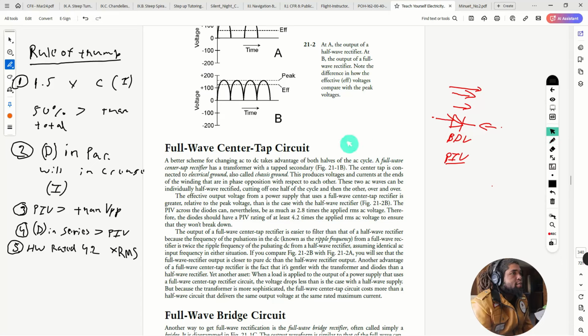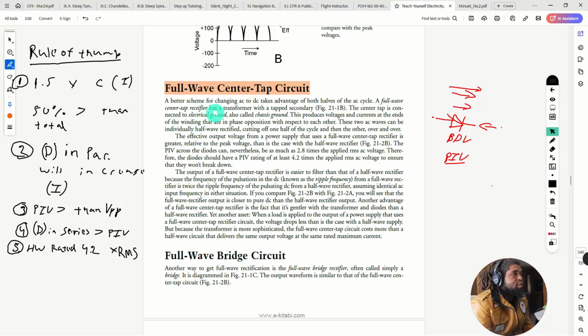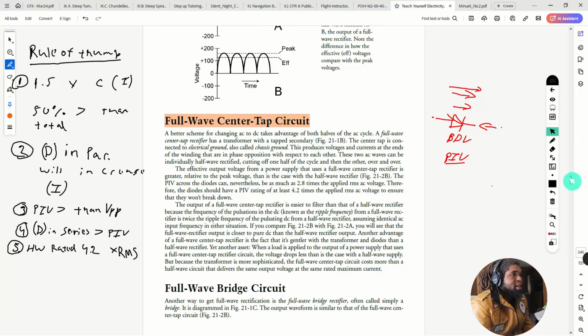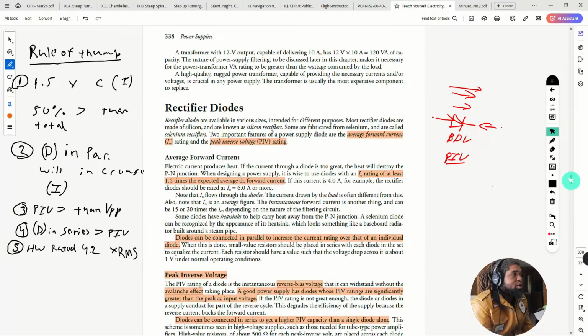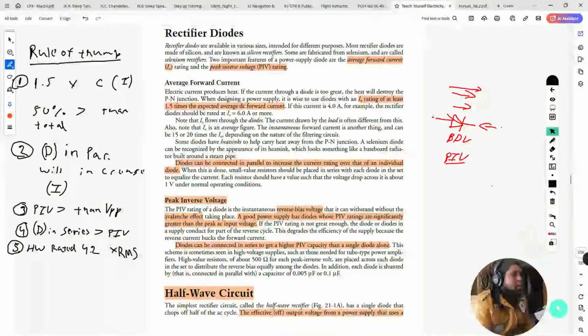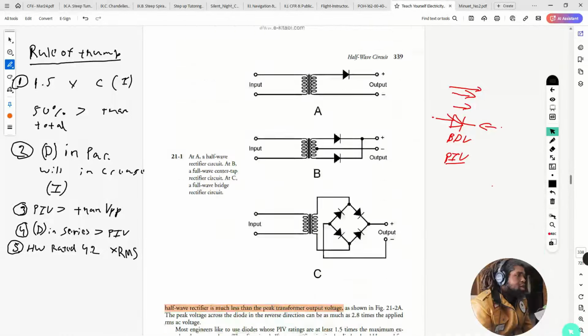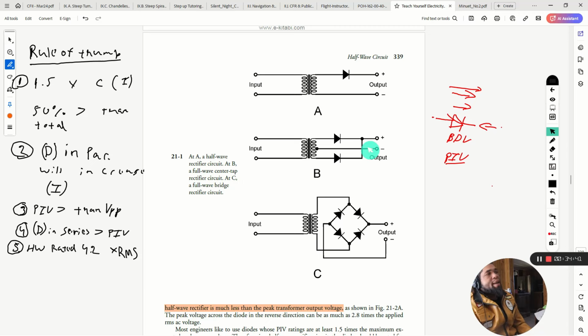So back to the full wave here. The full wave center tap has the advantage of using both cycles. The full wave center tap rectifier has a transformer with a tapped secondary. We'll see that in the illustration here. Where is it? Right here. Okay, so that's a tapped secondary.